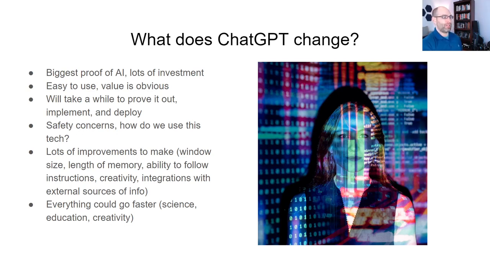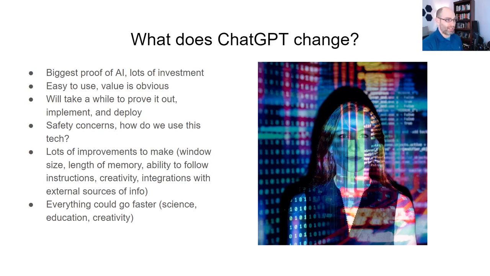This is the big thing that changes, so there's the window size, the length of memory, some of those topics I already mentioned. It needs to be able to follow instructions a little bit better, because sometimes if you use ChatGPT, you might notice that it kind of gets stuck in a rut still, where you can correct it and say, no, this isn't the way to do it. Sometimes it'll listen, sometimes it won't. And one of the biggest things is going to be integrations with external sources of information or other APIs, because right now it's self-contained in a tiny little bottle.